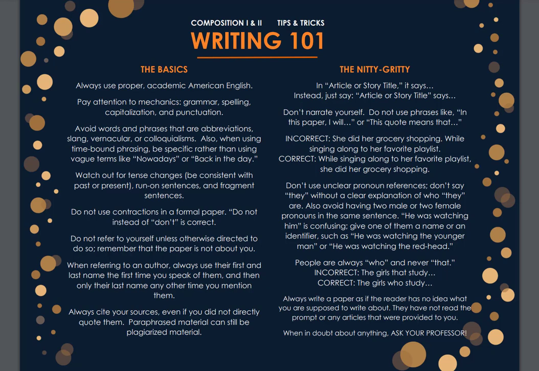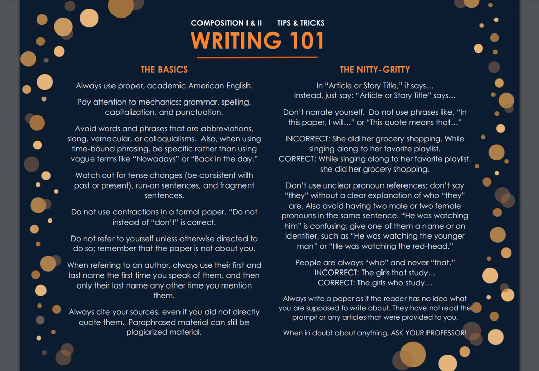When referring to an author, always use their first and last name the first time you talk about them, and then for the rest of the paper, you only use their last name. You also don't use honorifics. If you're speaking about Stephen King, you don't say Mr. King, you just say King. If you're speaking about J.K. Rowling, you don't say Miss Rowling, you just say Rowling.